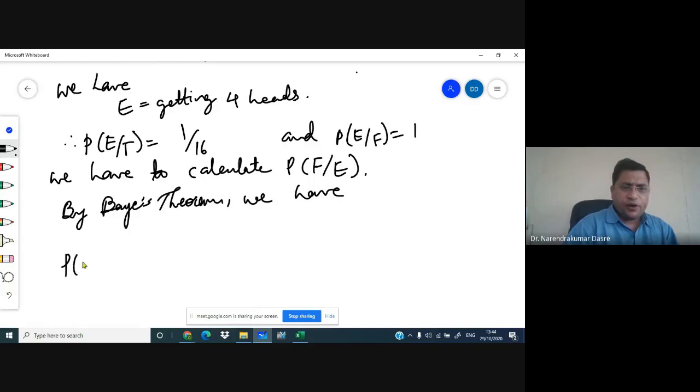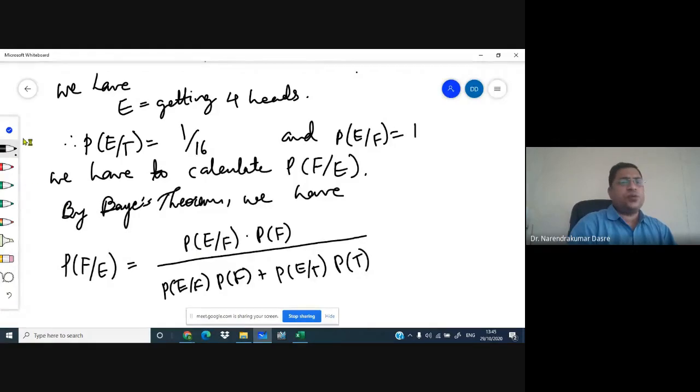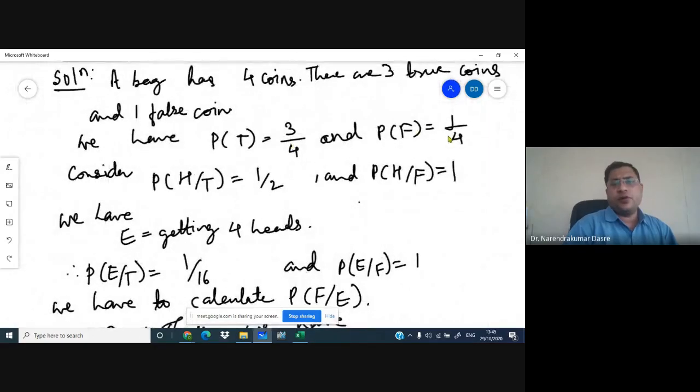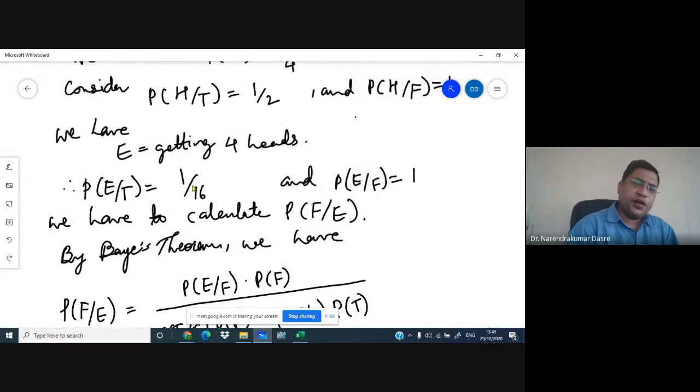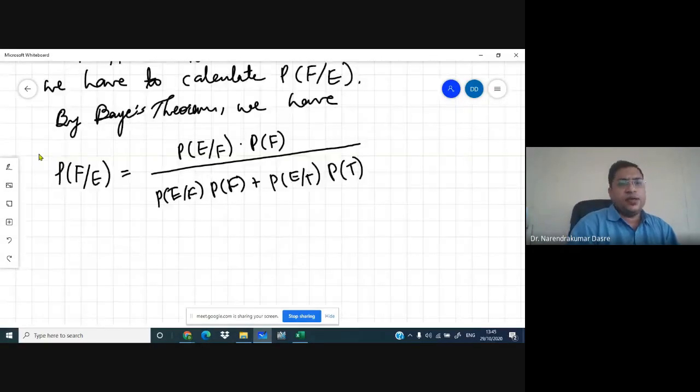We have here the probability of using the false coin when we got 4 heads is equal to the probability of getting 4 heads when the false coin was used and the probability of the false coin, upon the probability that we get 4 heads when the false coin was used into the probability of the false coin, plus the probability of getting 4 heads when the true coin was used and the probability of the true coin. Okay, so here we have all these probabilities: the probability of true coin, the probability of false coin, and the probability of getting 4 heads for false coin.